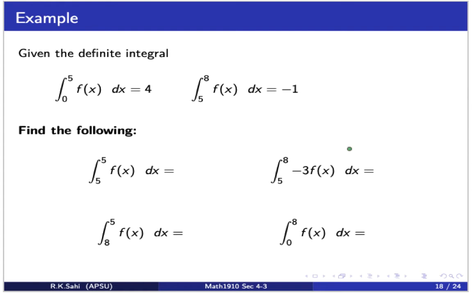Now over here, we are given a definite integral from 0 to 5 of f(x) dx to be 4, and the integral from 5 to 8 of f(x) dx to be minus 1. So it doesn't matter what the f(x) is. We just need to know the integral value. The question is, find the following. It says 5 to 5 of f(x) dx.